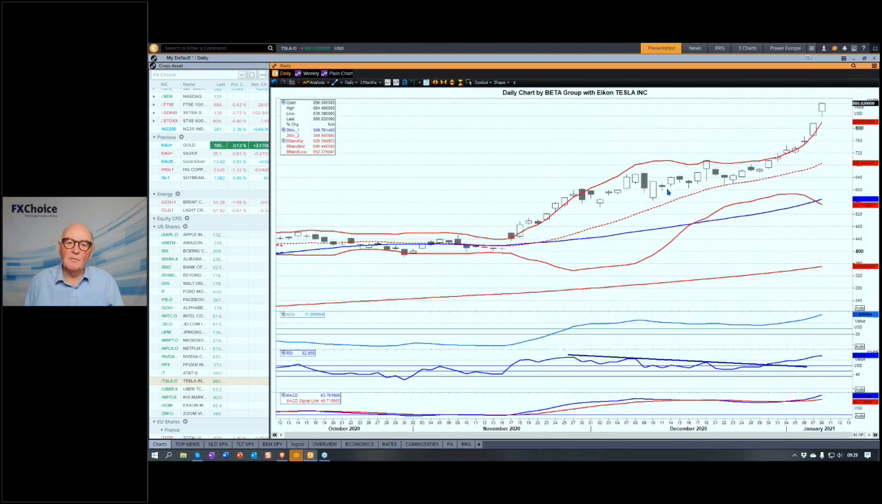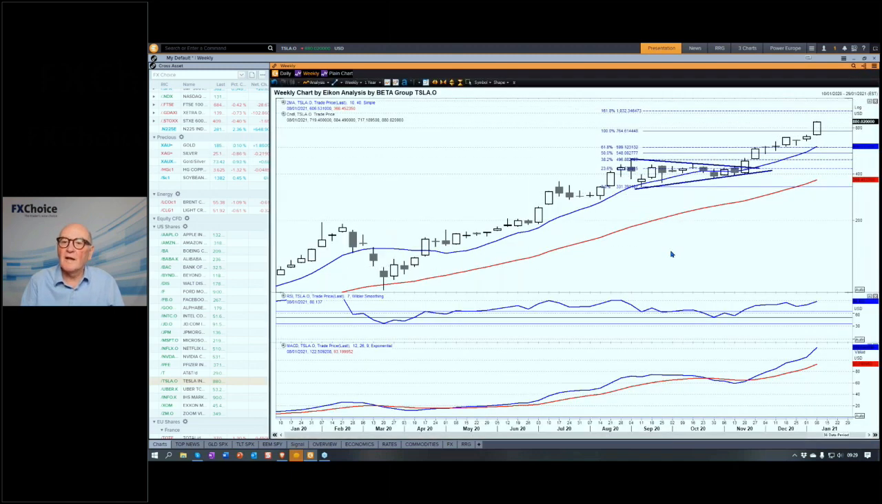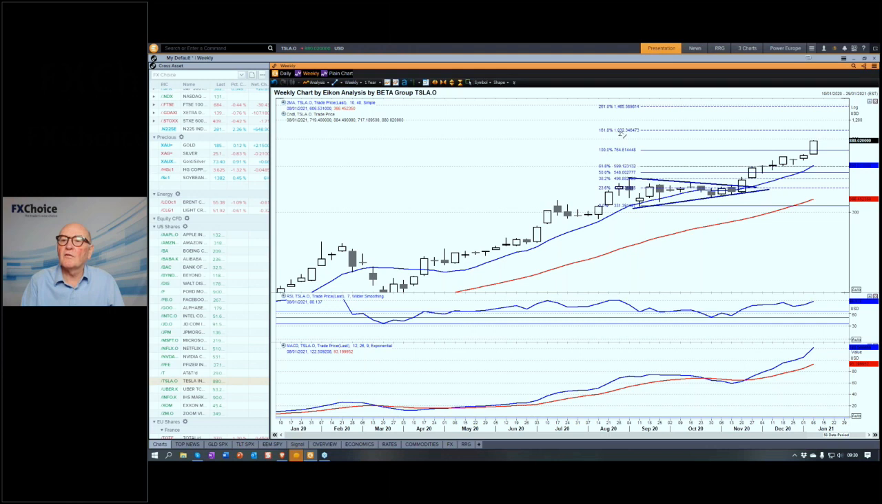So the measurement I've done for the Fibonacci projection, A, B, I think it was B, C, and then we're through 100% there now. That means to me we're probably going to 161.8, and usually for me that is the next stop, and so that's 1032, so through 1,000. So that'll be a big cheer, won't it, when Tesla goes through 1,000.